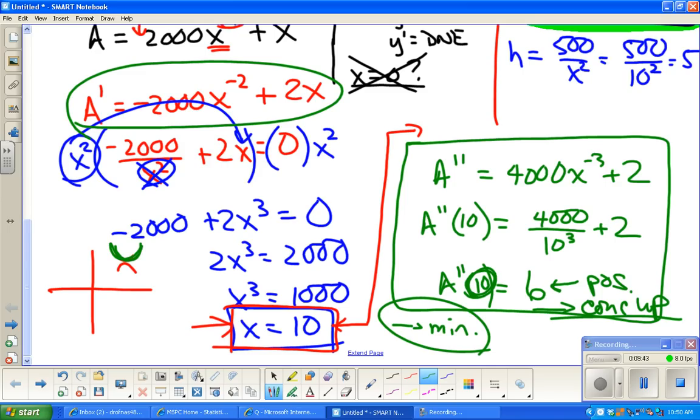Okay, so the second derivative test, this is going back to section 4.3. Yeah, I'll go with that one. Section 4.3.